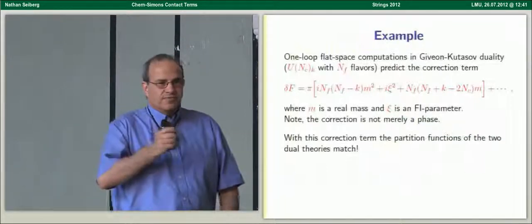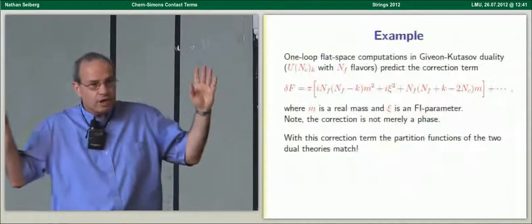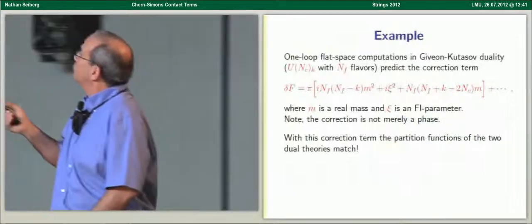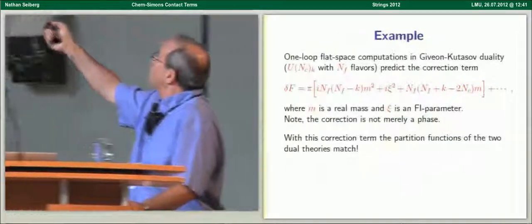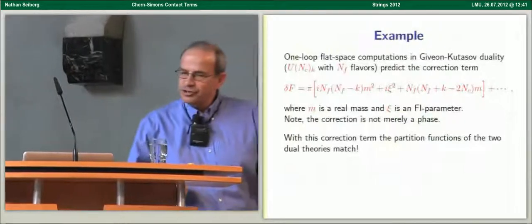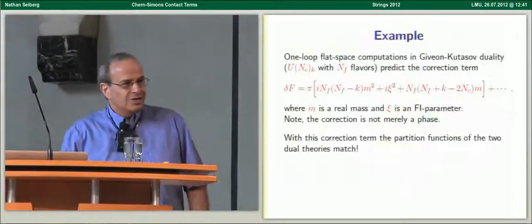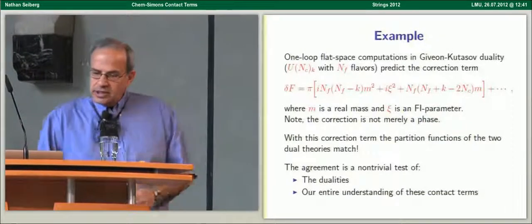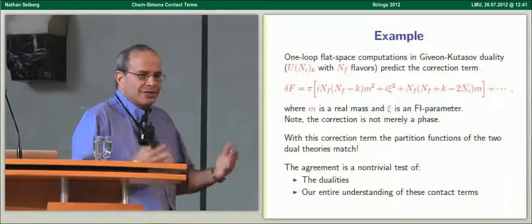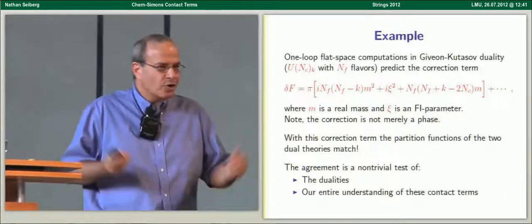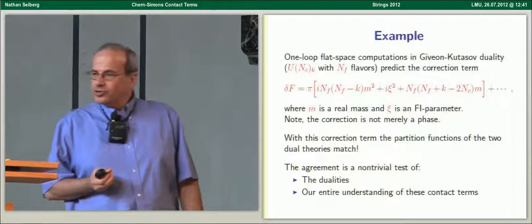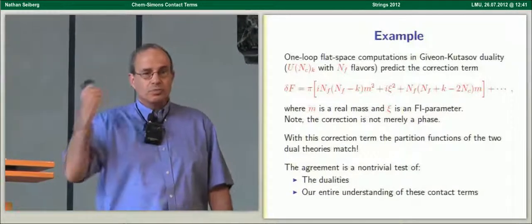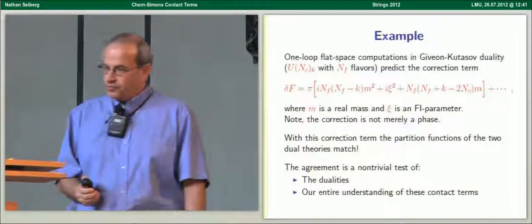And now, just working in flat space, flat R3, we compute what the correction factor should be, and this is the answer. And with this correction factor, the two partition functions match. So what does this match tell us? It tells us that, first of all, it's a non-trivial test of the dualities, of course. It didn't have to work, and it works. And it's also a non-trivial test of our understanding of these contact terms, how to compute them, when they should be quantized, and so forth.